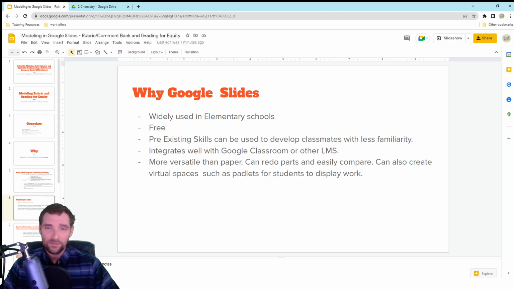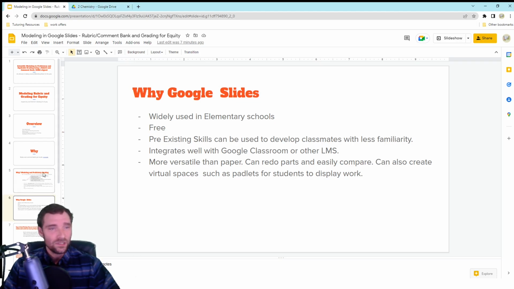And it really, really integrates well with a learning management system or LMS like Canvas or Blackboard or Google Classroom. Because with Google Slides, you can make individual assignments for students. That works really, really good. And then you can grade through them using comment banks. So I'll go a little bit more into the rubric and the comment bank soon, but that will be later in the video. And it's very, very versatile.